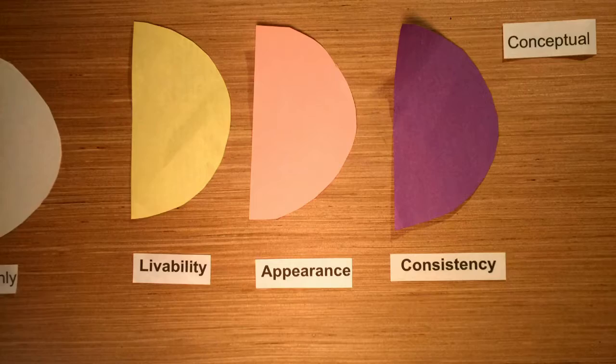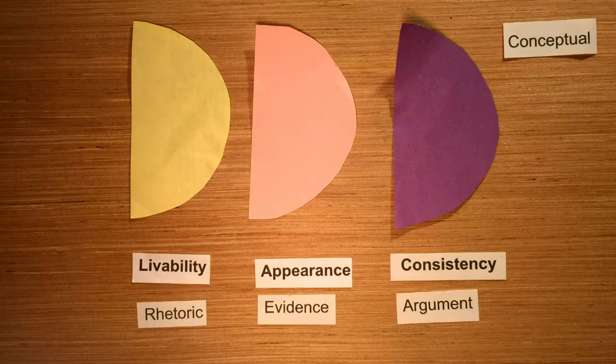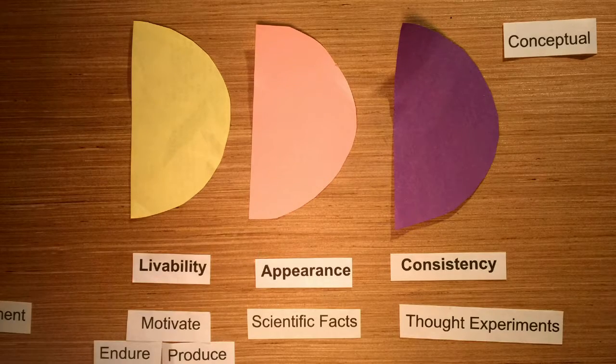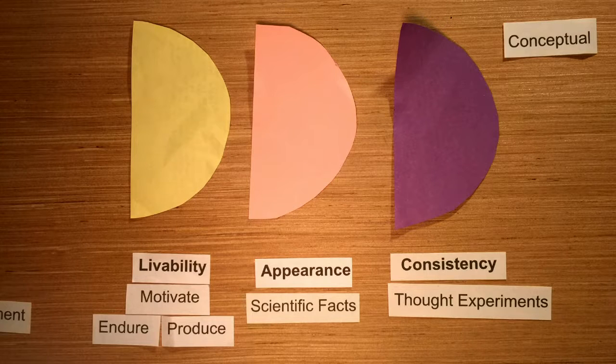those. The three methods, or perhaps I should say dimensions, that I want to discuss here are livability, appearance, and consistency. And while there are some nuances I would like to develop further, these are roughly the equivalent of rhetoric, evidence, and argument. Moving just a little bit into those nuances, we can speak of these dimensions as being something like verified. With appearance and consistency, its fairly good examples are scientific facts and thought experiments, although that's not exhaustive.